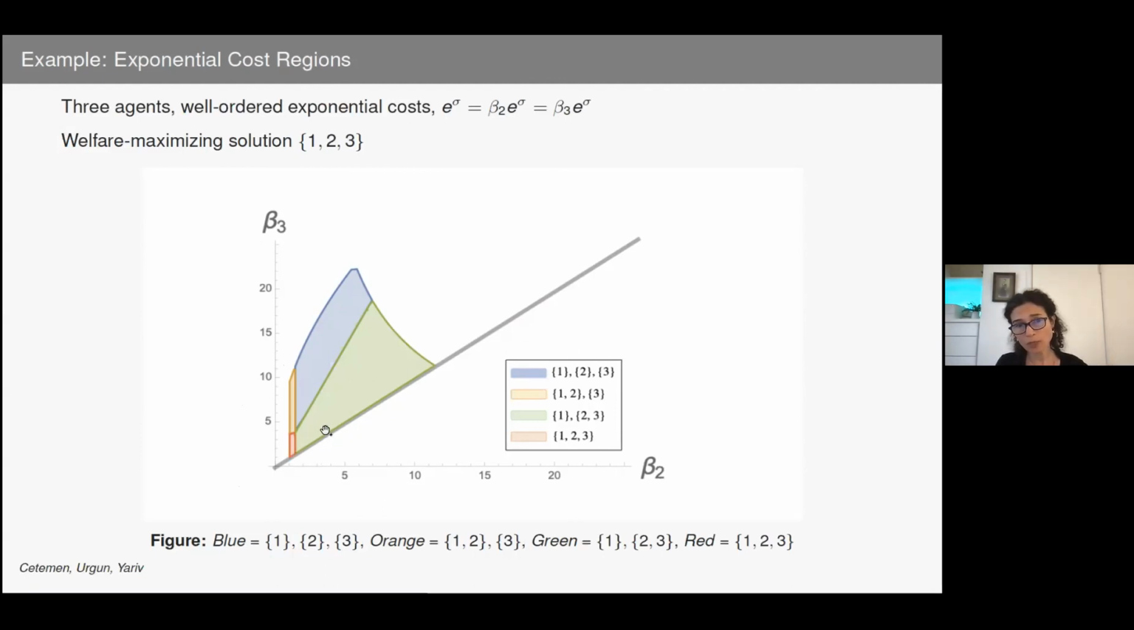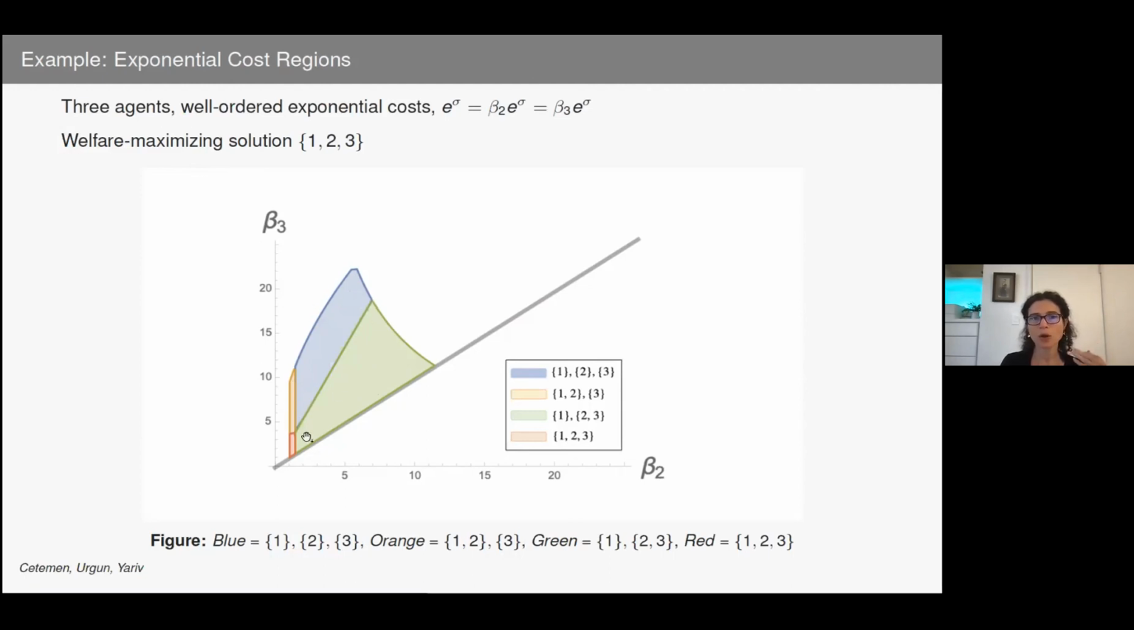As we move along this diagonal but increase beta 2, what we see here is this green area. Here we're increasing beta 2 and beta 3, but keeping them very close to one another. Then 2 and 3 are sufficiently close to one another that they exit together, but they're far enough from agent 1 that agent 1 exits in isolation. And similarly for this yellow figure here.